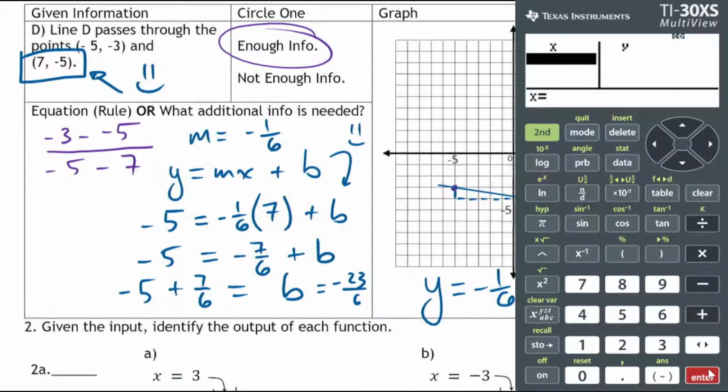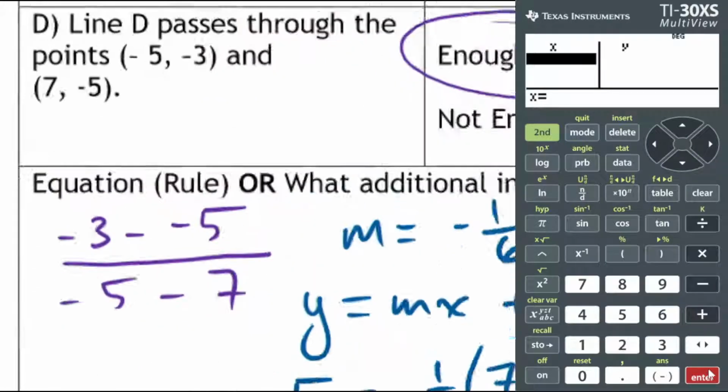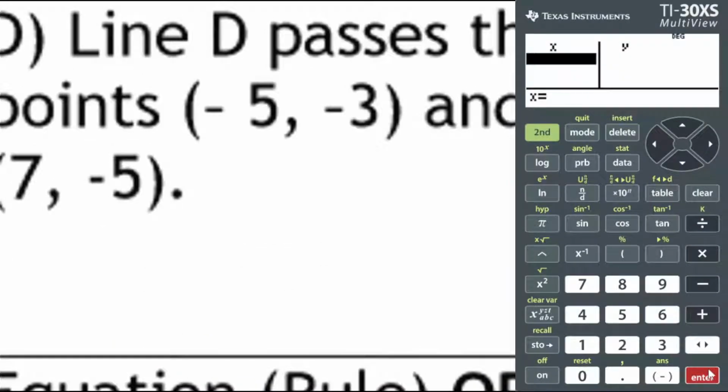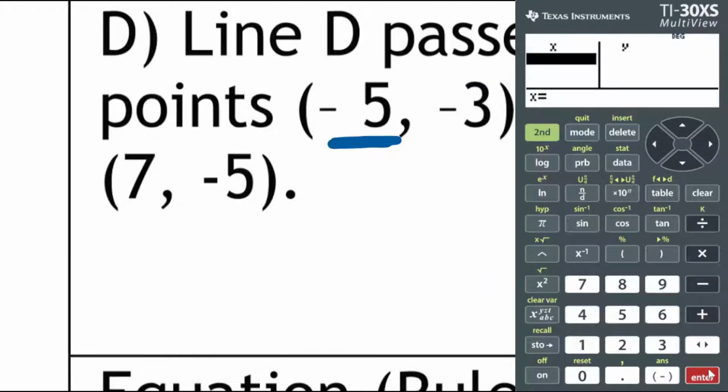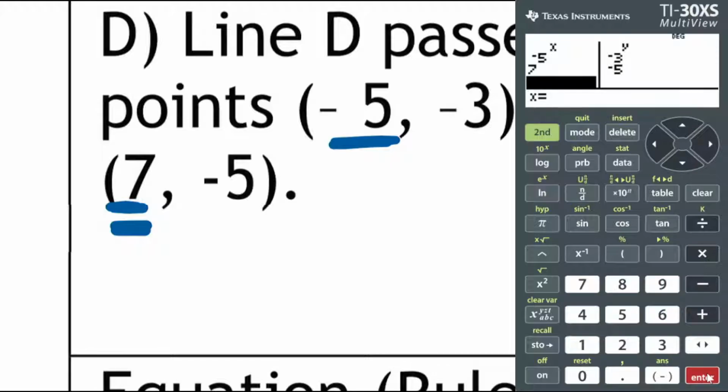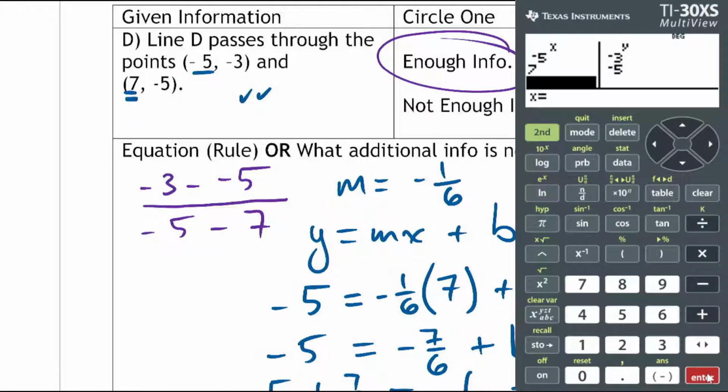So for example, if I give this equation the number negative 5, it should give me negative 3 back. Let me give it negative 5. And yeah, it gave me negative 3. If I give the equation the number 7, it should give me negative 5, and it does. So it checked for both of those points. So I'm really confident that this is the equation exactly.